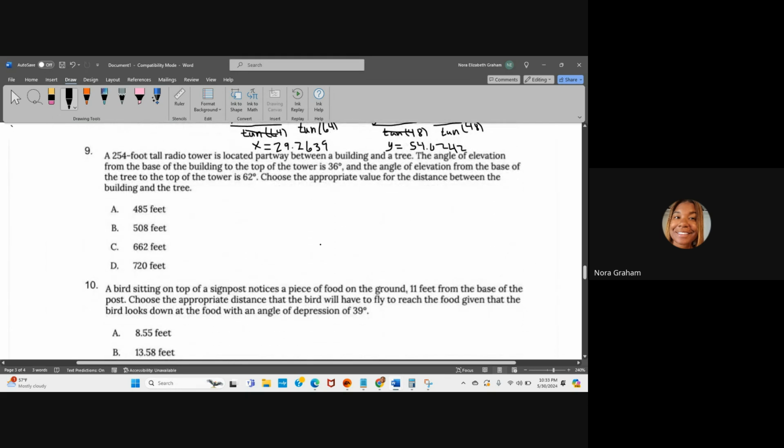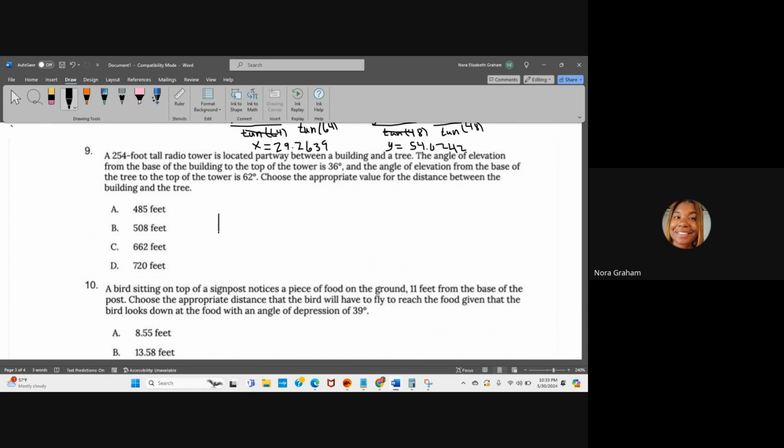All right, so now let's look at number 9. A 254-foot tall radio tower is located partway between a building and a tree. The angle of elevation from the base of the building to the top of the tower is 36 degrees. And the angle of elevation from the base of the tree to the top of the tower is 62 degrees. Choose the appropriate value for the distance between the building and the trees. So for this one, again, we want to draw this out, okay?